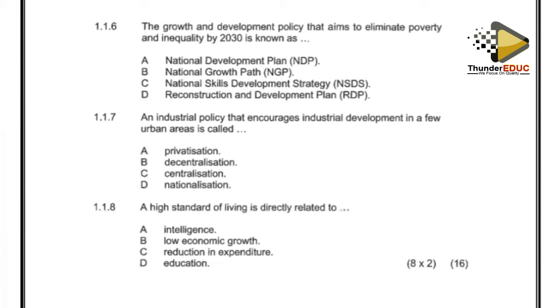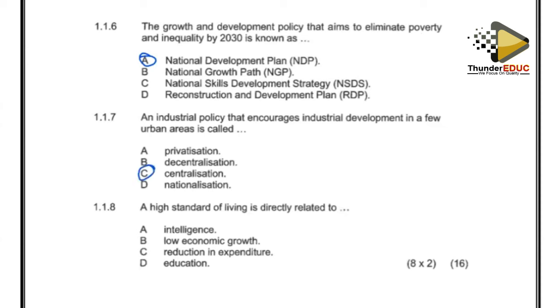The growth and development policy that aims to eliminate poverty in 2012, which is 1.6. Our appropriate answer is going to be A. So let's share 1.7. The policy that encourages industrial development in a few urban areas is called C, which is centralization.